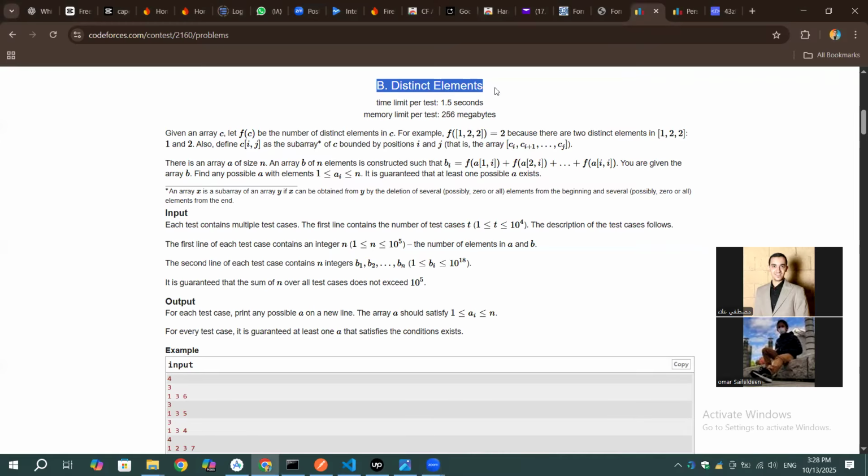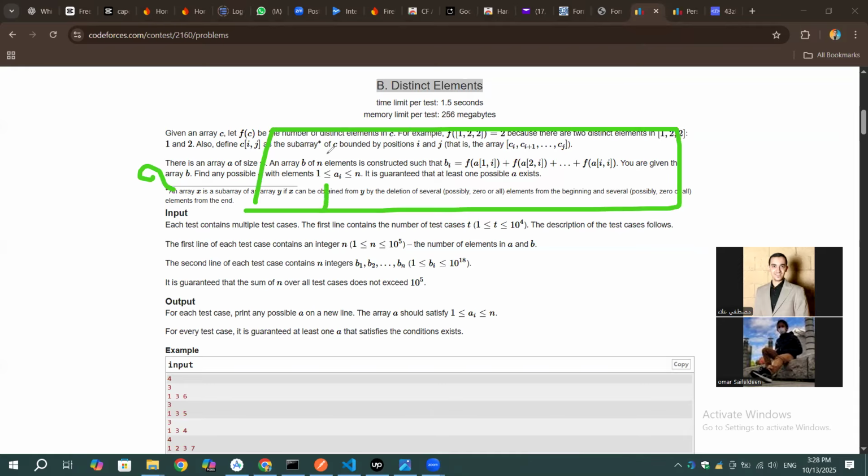Now let's see problem B. For problem B, we'd like to understand the problem quickly. Consider there is an array A: 3, 4, 1, 9, and 8.